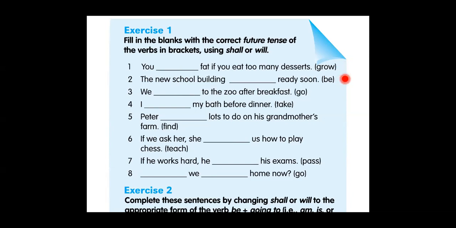We will go to the zoo after breakfast. Next. I will take my bath before dinner. No, not taking, take. Okay. V1, take. Here only V1 is used. Yes. Verb 1, the base form.